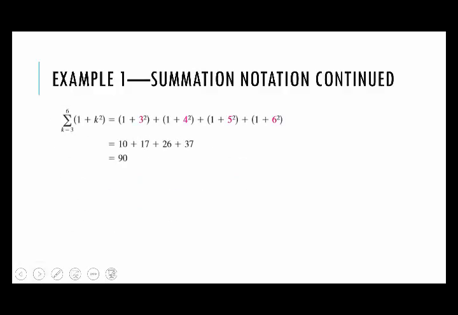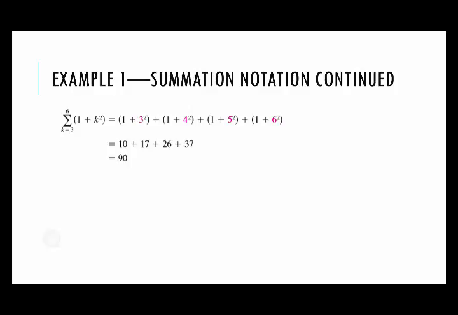Okay, the next one, the upper bound was 6. You started with k equals 3. That was the lower bound, so now we're going to plug in up through the number 6 for k, not 6 terms. So 1 plus 3 squared, plus 1 plus 4 squared, plus 1 plus 5 squared, plus 1 plus 6 squared, which gives us 90.